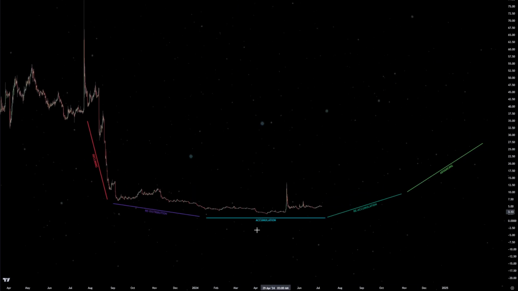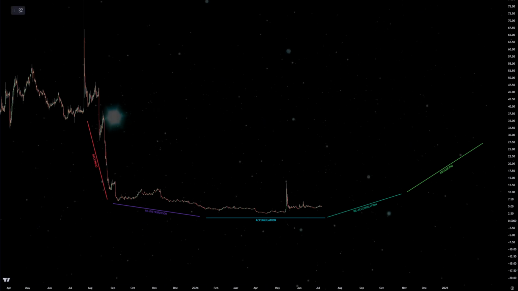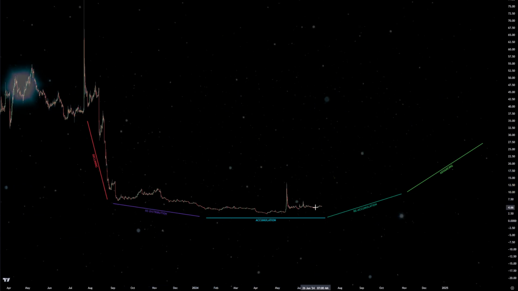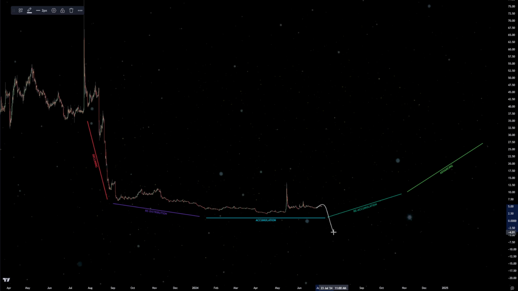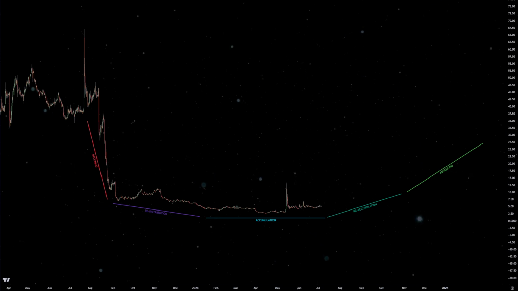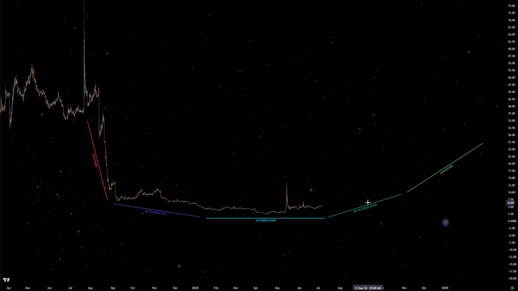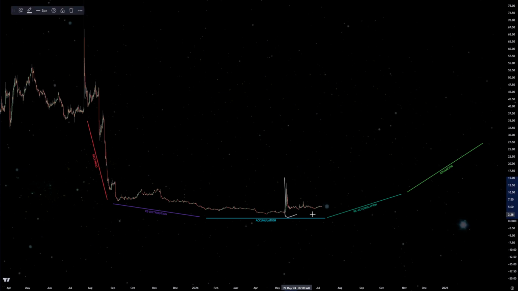Okay, if it's not accumulation, guys, then this entire section here would actually be considered redistribution if we see the price fall back down. But again, that's not the thesis here. That's not what I think. I think we're headed to a reaccumulation phase, and this is the start of it.